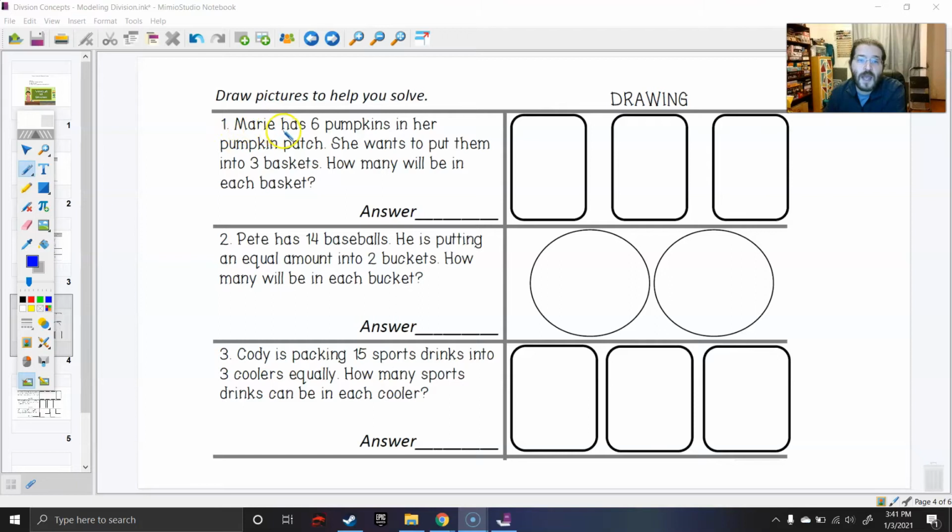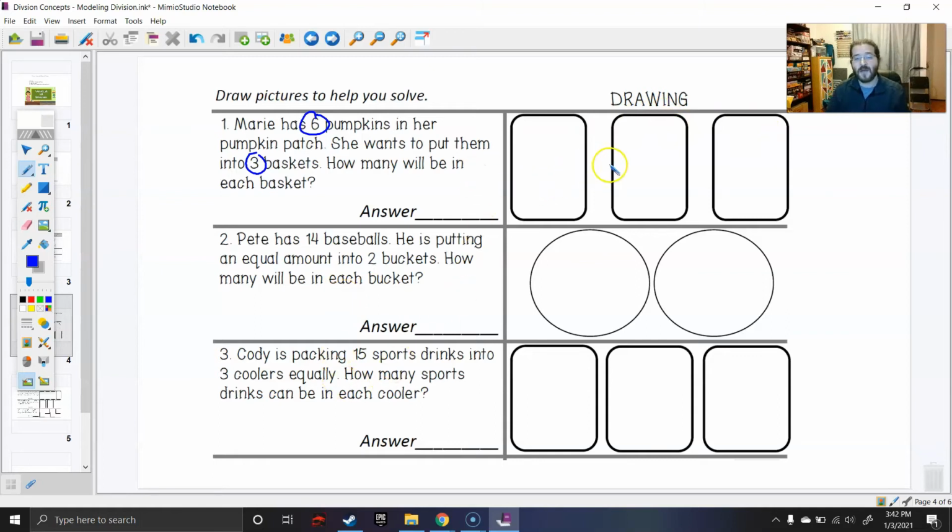So Marie has 6 pumpkins in her pumpkin patch. She wants to put them into 3 baskets. How many will be in each basket? So we have 6 pumpkins into 3 baskets. So we got 1, 2, 3.